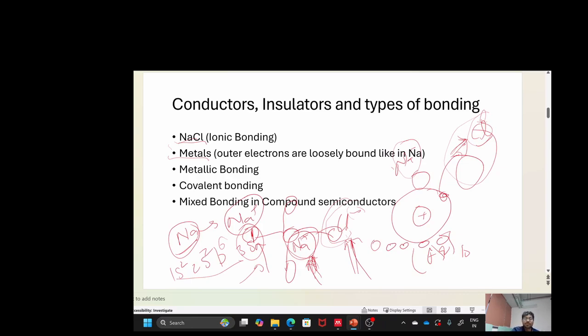So you will see that these sodium atoms are immersed in a sea of electrons. Every single atom is giving you one electron, so this will act as a conductor. Metals act as conductors, and because of that there is metallic bonding. Metallic bonding is because of the Na+ ions and the surrounding electrons, which are loosely bound and moving inside the crystal, or we can say the lattice. Inside the lattice they are moving freely.